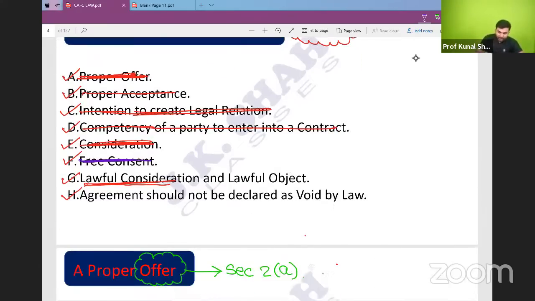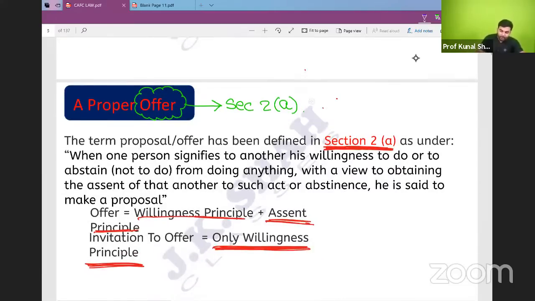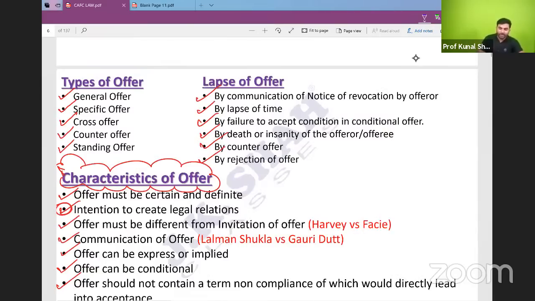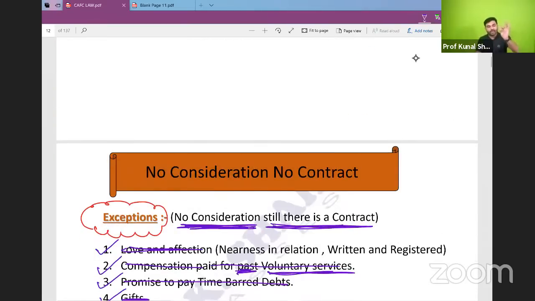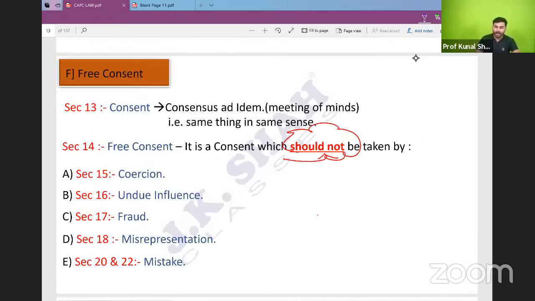But friends, before making you all understand what is free consent, you need to first understand what you mean by the word consent itself. The word consent is given under section number 13 of Indian Contract Act 1872. Consent stands for consensus ad idem, that is identity of minds for the same thing in the same sense. Meeting of minds for the same thing in the same sense.